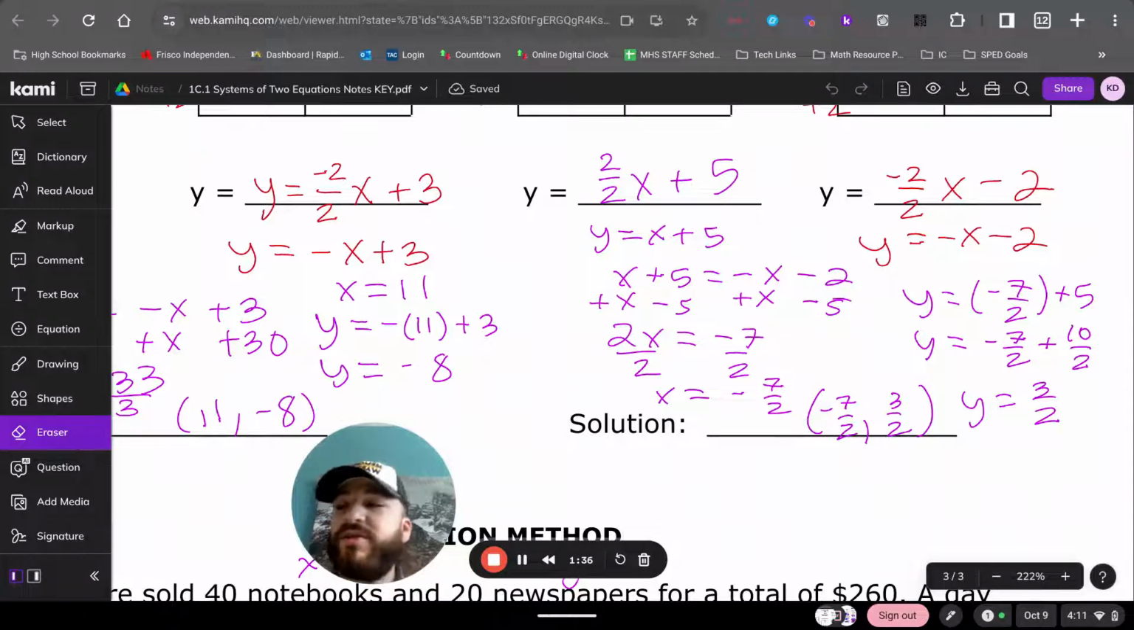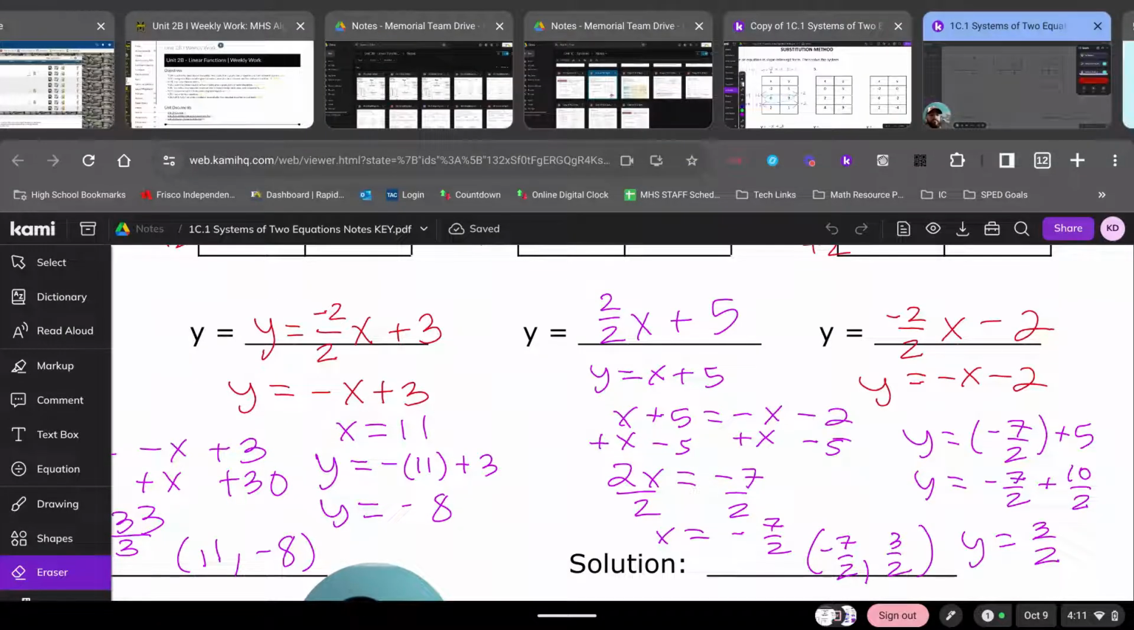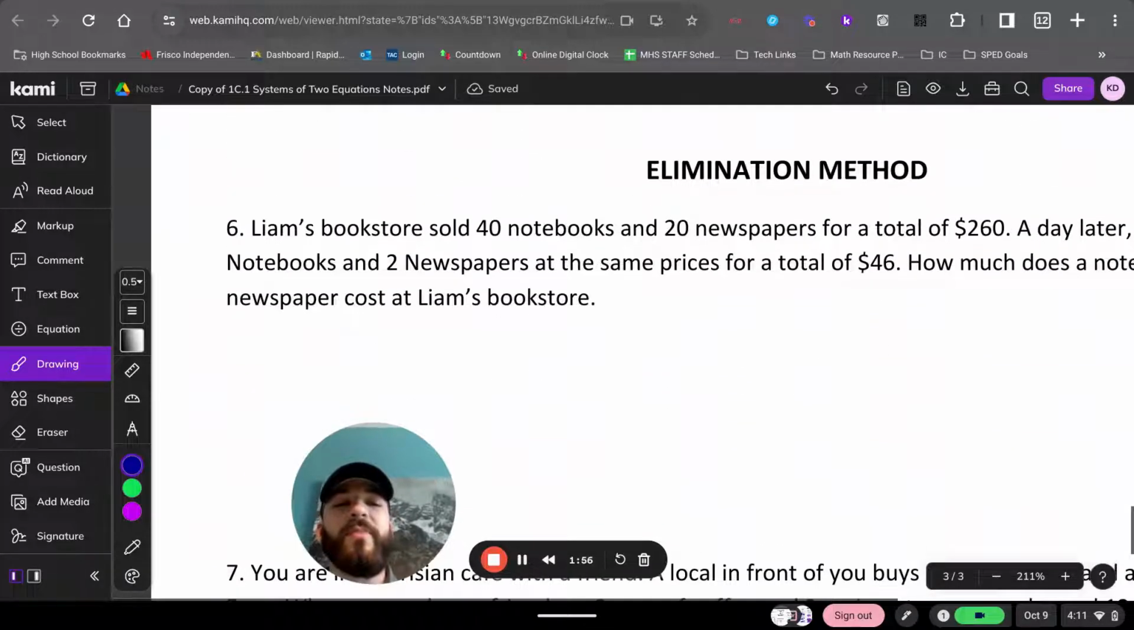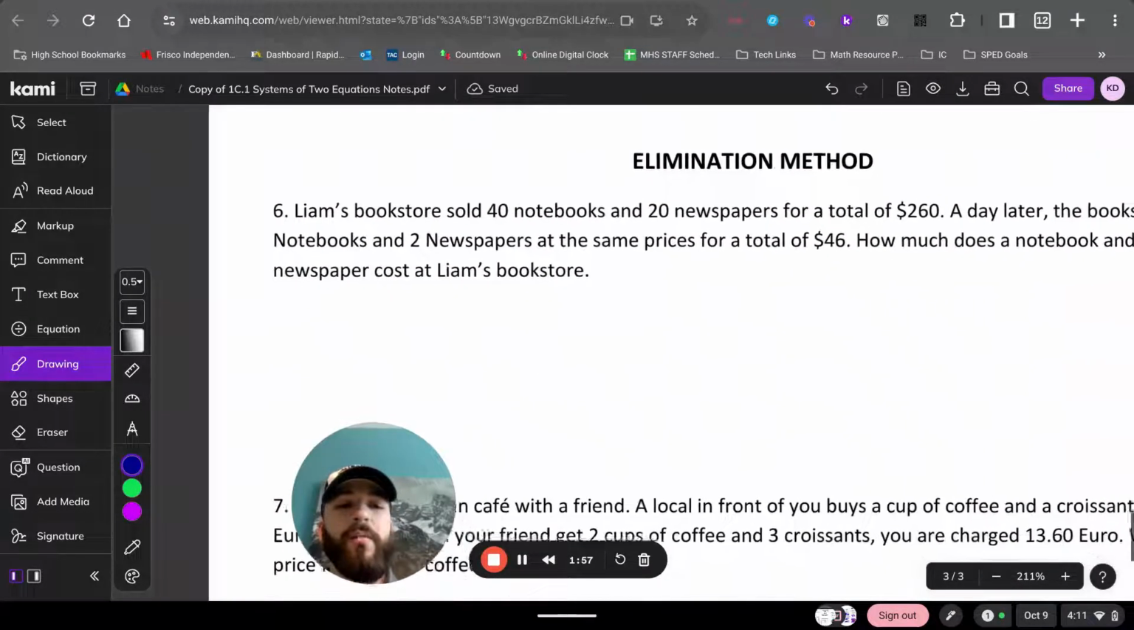Okay, so substitution also fairly straightforward. We're just plugging in for one of our variables as long as one of the equations is solved for a variable, so either solved for y or solved for x. The very last method we're going to talk about is our elimination method, which is the one that we've kind of talked a little bit about before, but we're going to go into a little bit more detail here today.